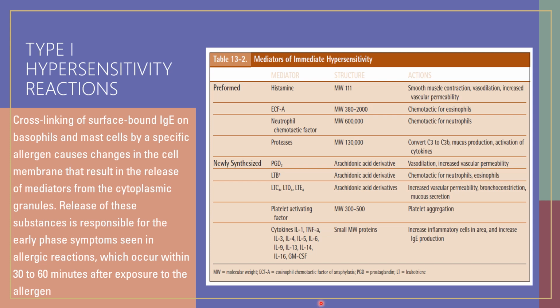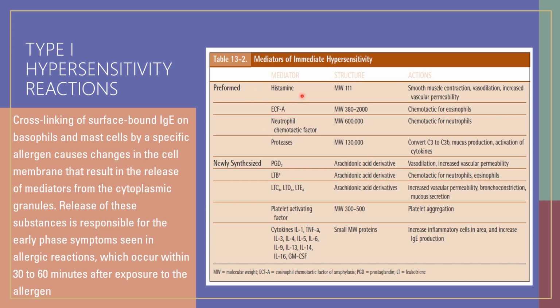So you can see in this table that there are different mediators of immediate hypersensitivity. So a cross-linking of surface-bound IgE on basophils and mast cells by a specific allergen, just as what was shown earlier, causes the changes in the cell membrane. So nare-release yung mga substances that are found in the cytoplasmic granules of those cells. And depending on the type of substance released, that mediates a specific type of response. So usually, di ba immediate nga, so it occurs 30 to 60 minutes after exposure to that type of allergen.